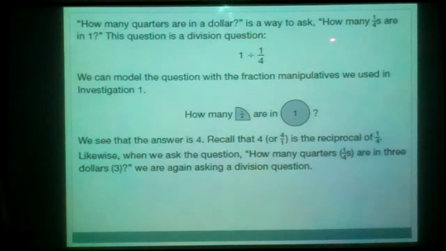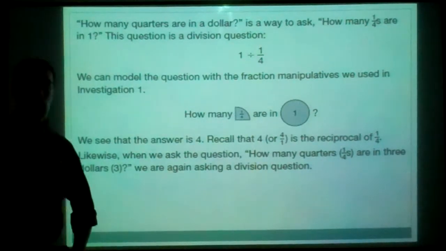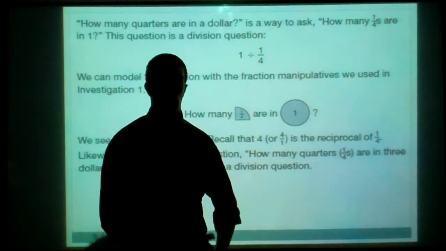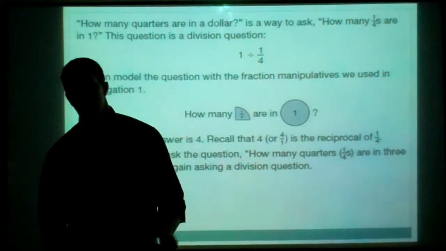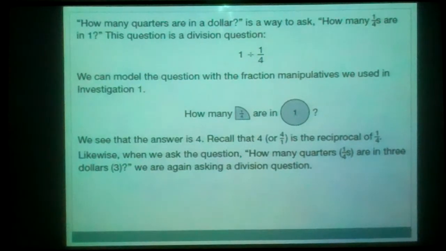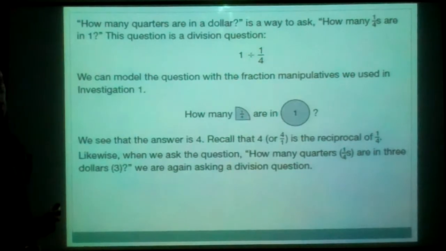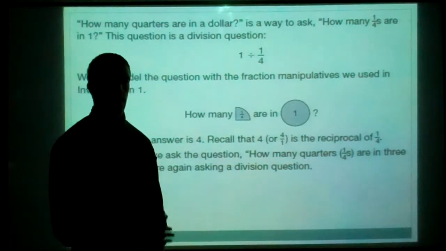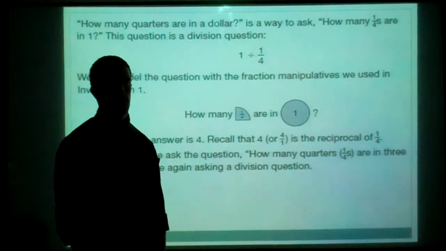Another way to ask this question is how many 1/4 are in 1? Because we know that 1 quarter is 1/4 of a dollar. So how many 1/4 are in 1? Well, there are 4 1/4 in 1. But the way to write this mathematically is 1 divided by 1/4. Well, that looks kind of weird. So how does 1 divided by 1/4 give us 4?